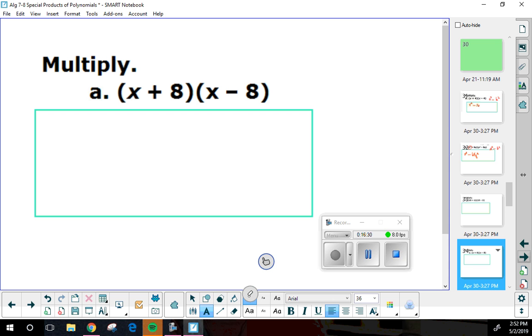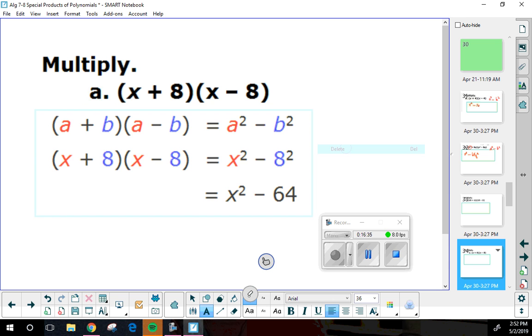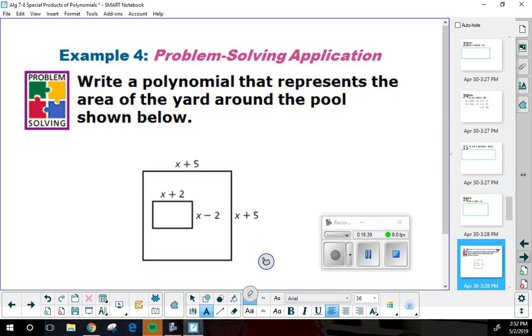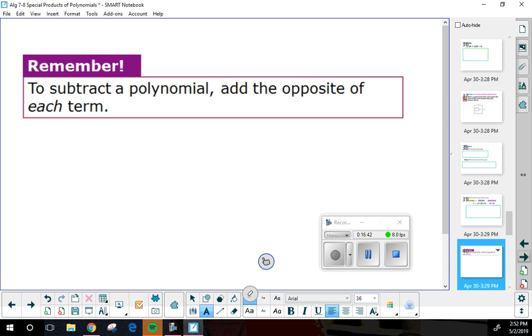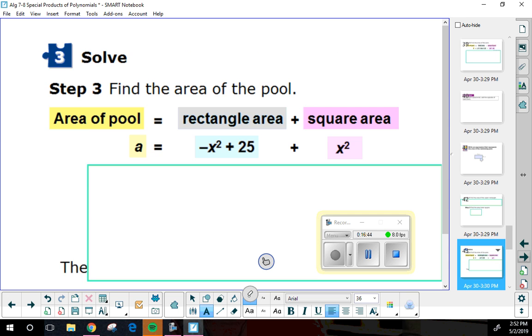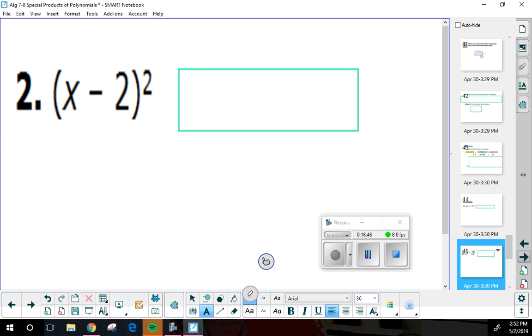Okay, hold your boards up and let me see what you have. And you should just have x squared minus 64. Now we're going to mix it up, they're all going to be together. That's part of your homework, so I'm not going to go over that. All right, try this one. They're mixed up. You figure out where it is on your foldable and look at the notes. If this is blowing your mind, what's your other option? FOIL.